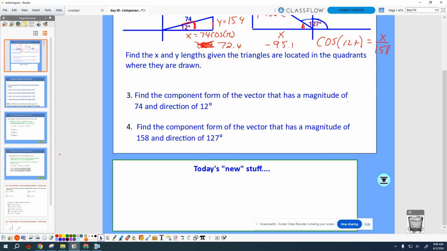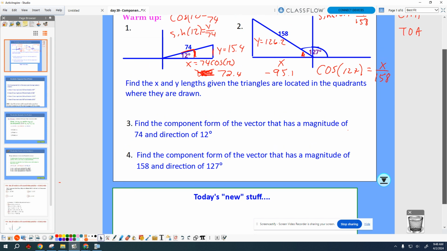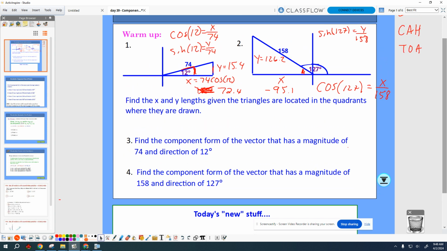So today, here are the words, just read them. Find the component form of a vector that has a magnitude of 74 and a direction of 12. That sounds terrifying, right? No. That's what we just did. So these words mean component form of a vector.